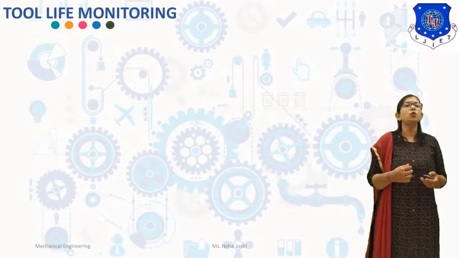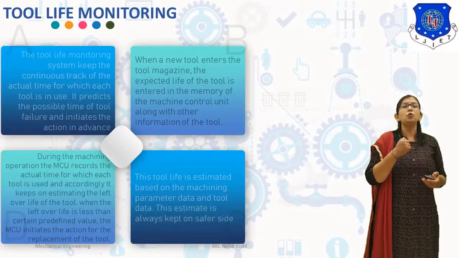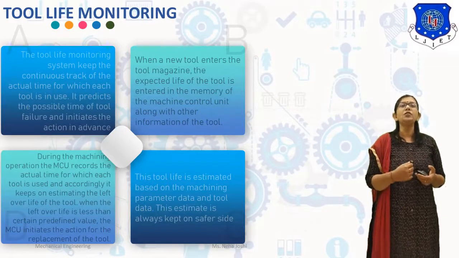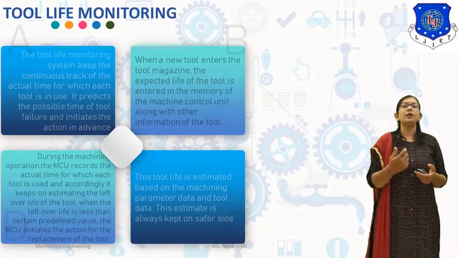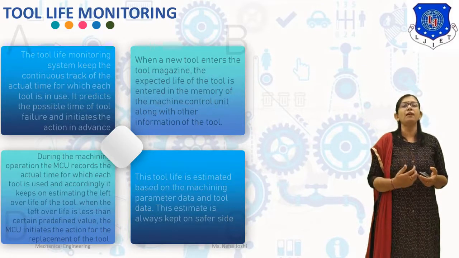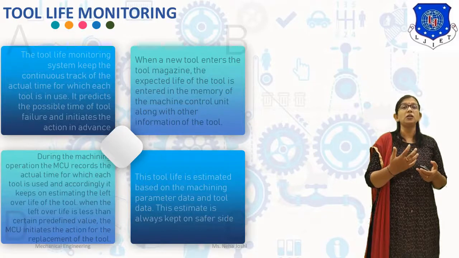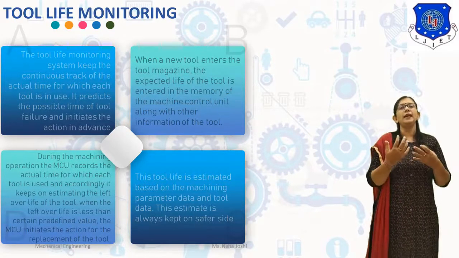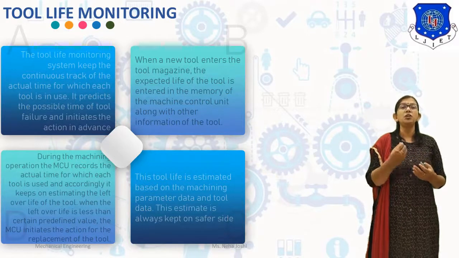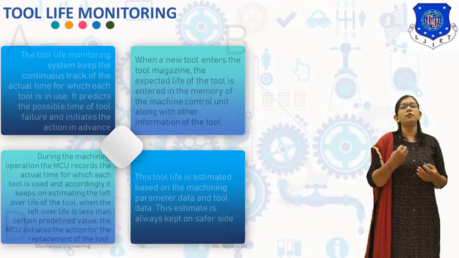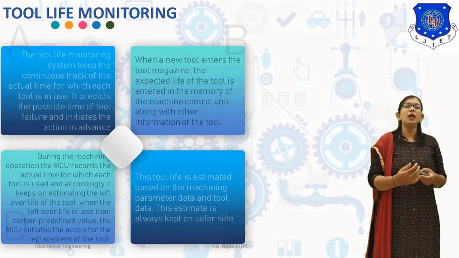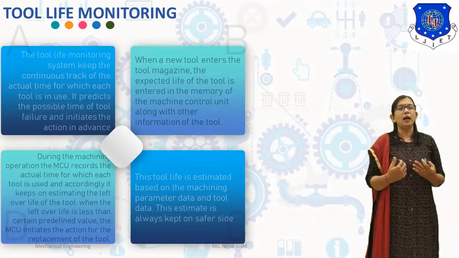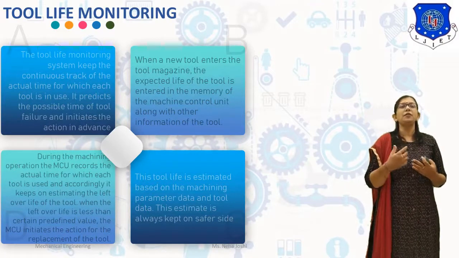Now we will discuss tool life monitoring. The tool life monitoring system keeps continuous track of the actual time for which each tool is in use. It predicts the possible type of tool failure and initiates action in advance. When a new tool enters the tool magazine, the expected life of the tool is entered in the memory of the machine control unit along with the information of the tool. This tool life is estimated based on the machining parameters, data and tool data. This estimate is always kept on the safer side.